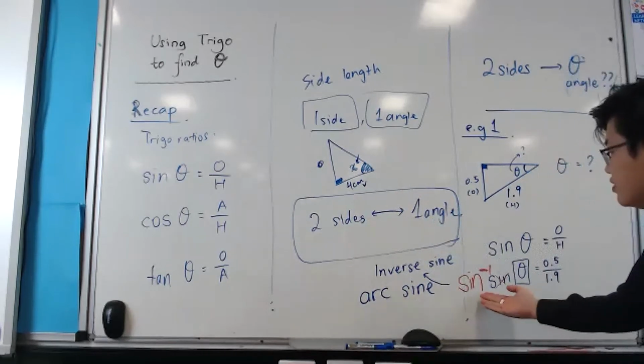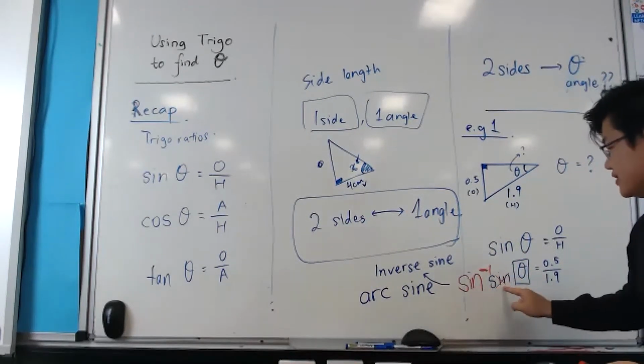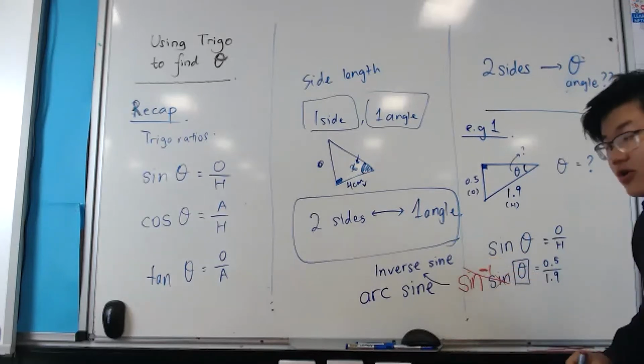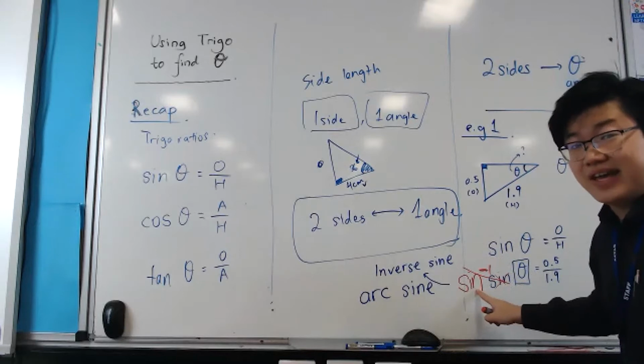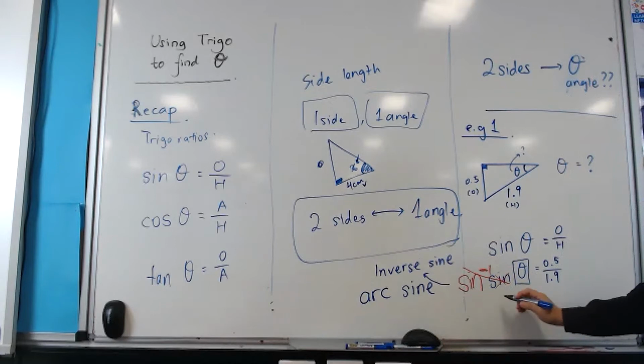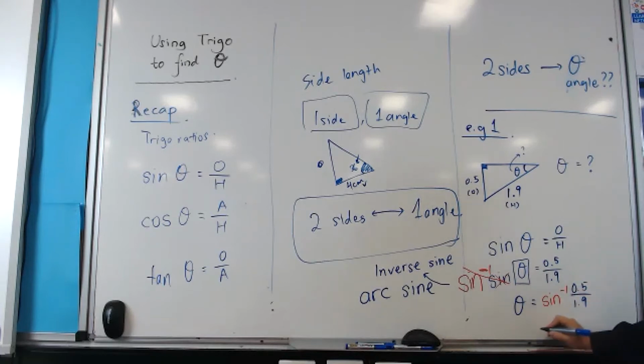So inverse sine and sine, see you later, goodbye. The whole thing's gone. Now, when you put arc sine on the left-hand side of the equation, what you gonna do on the right? Same thing, exactly. So you just put arc sine 0.5 over 1.9. So theta equals arc sine 0.5 over 1.9.